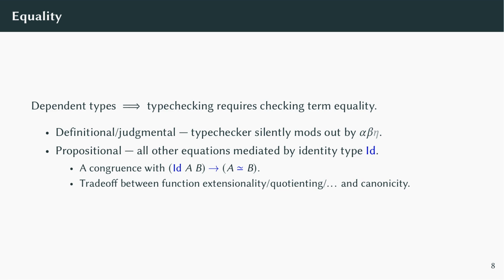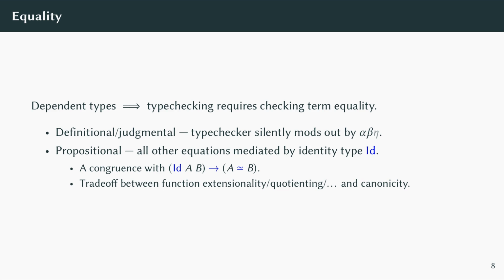In any system with dependent types, including Agda, type checking requires figuring out whether terms are equal. This is usually handled by splitting term equality into two different relations. The first is called definitional or judgmental equality. Definitional equality is handled silently and automatically by the type checker and includes alpha, beta, and some eta equalities. The remaining equations are called propositional. These are marked explicitly in terms and are mediated by the identity type.